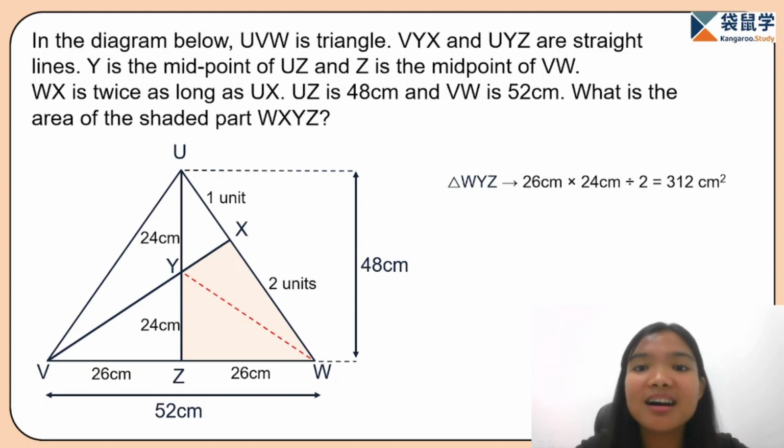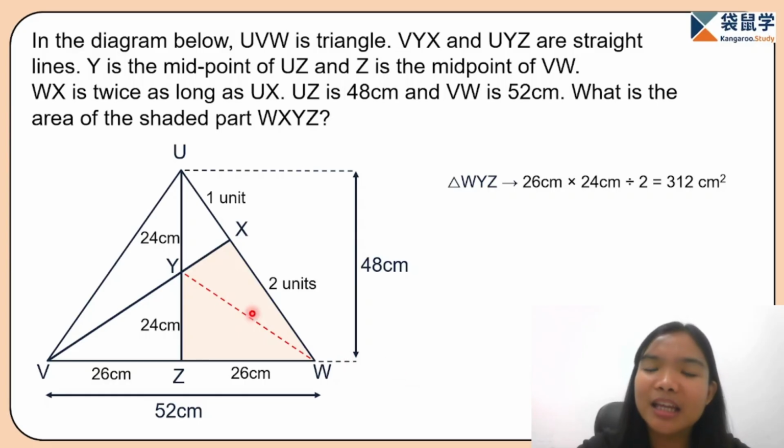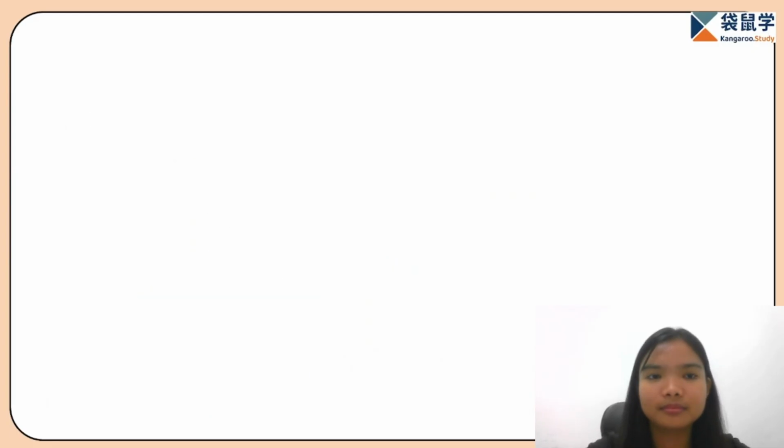Now, how about the other triangle, which is triangle WYX? Can we find its area too? Not yet, because we don't know the exact length of its sides. We only know that WX is twice as long as UX. So, let me introduce a new method.